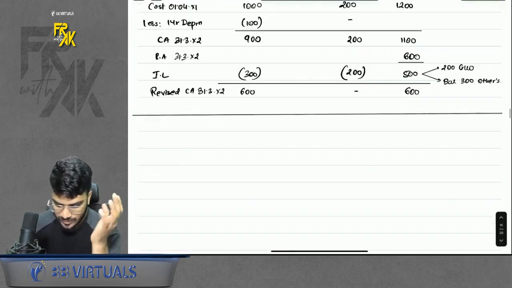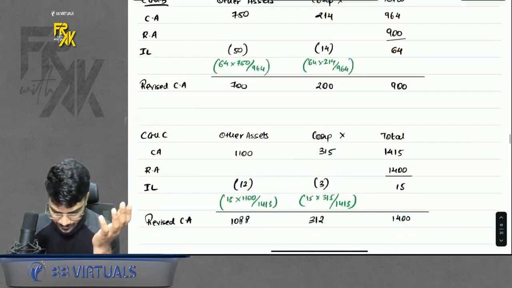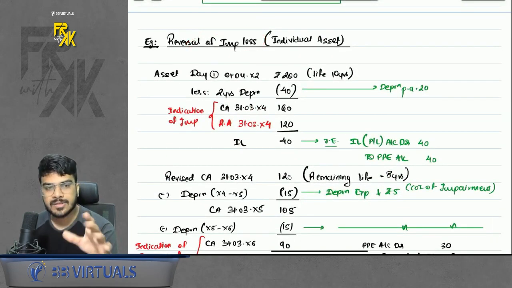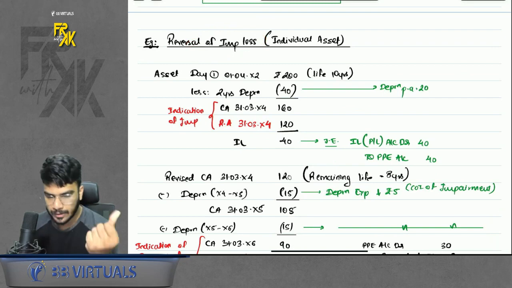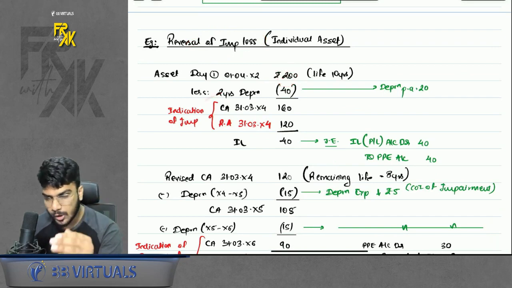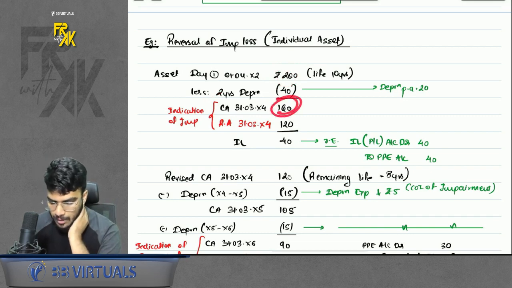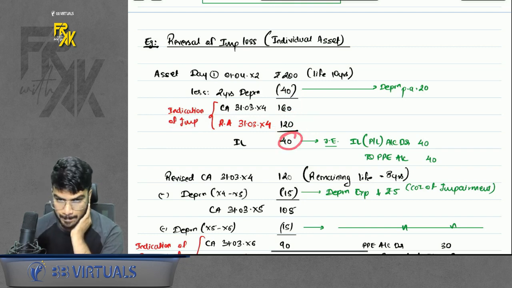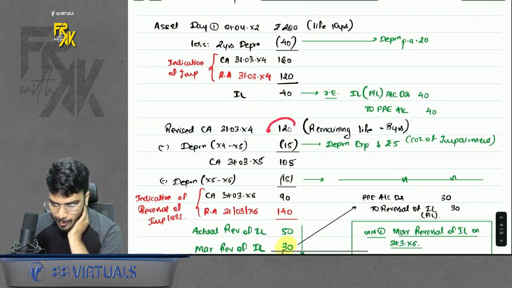So for that, I have some examples for you. We can refer them. Let's see. Here, first of all, we will talk about reversal of impairment loss in case of individual asset very quickly. Let's say, for example, I had an asset of 200. I used it for 2 years. So I depreciated it. My carrying amount was 160. Recoverable amount was given as 120 and it says there is an indication of impairment. So I will book an impairment loss of 40. Okay, sir. Then I get the revised carrying amount of 120.